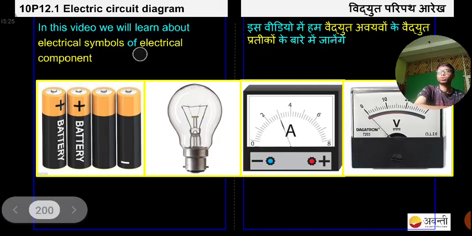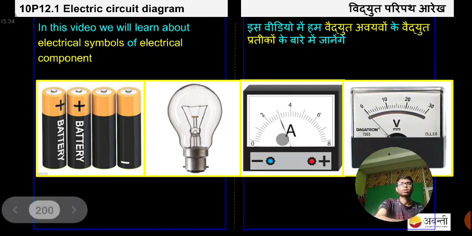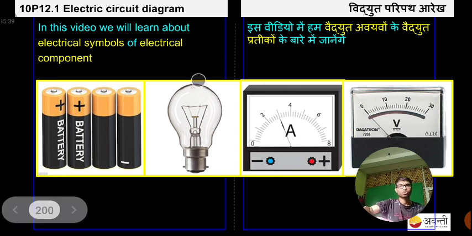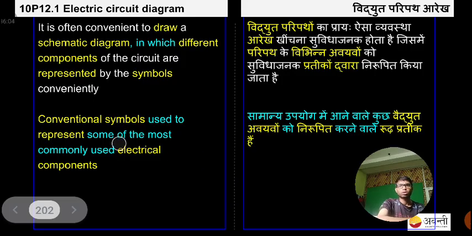In this video, we will learn about the symbols of electric components. Here we have an ammeter and this is a voltmeter. This is used to measure electric current, and this is used to measure electric potential difference. This is a collection of electric cells, a battery. This is a bulb. These are electric components. It is often convenient to draw a schematic diagram in which different components of the circuit are represented by symbols conventionally.